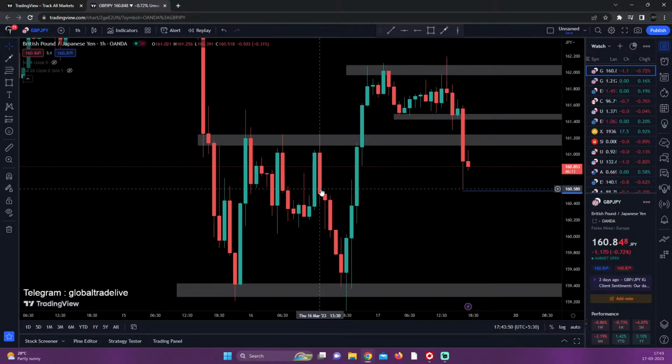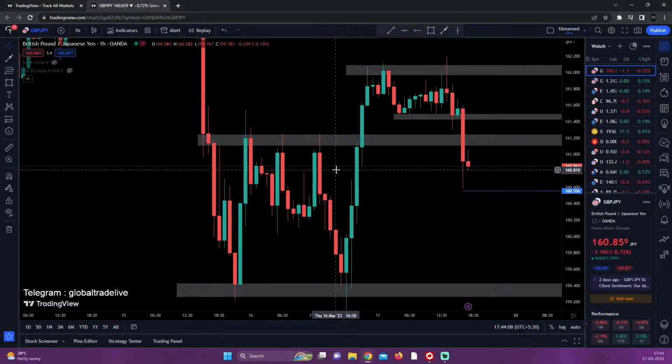Also guys, today is Friday, so you just have to wait and watch the market. You don't have to force trades on Fridays, or you don't even have to participate in the market on Fridays, because Fridays are really risky. So I'm also going to be very careful before taking any kind of trade. So this was all about GBP JPY.